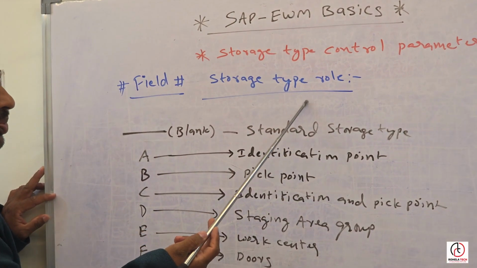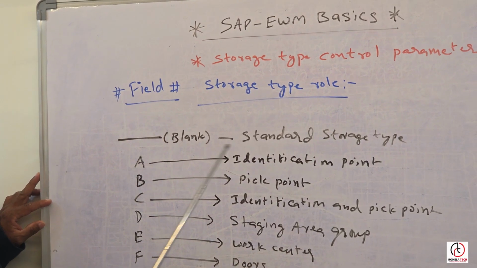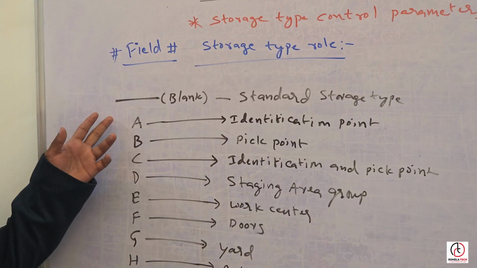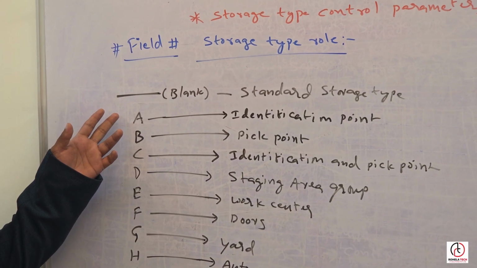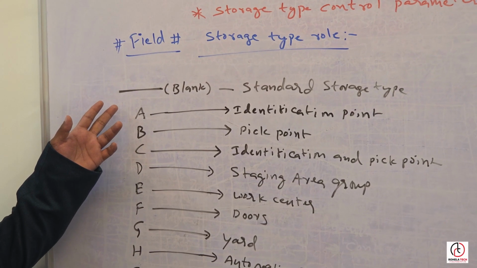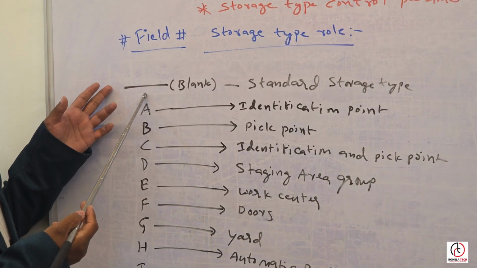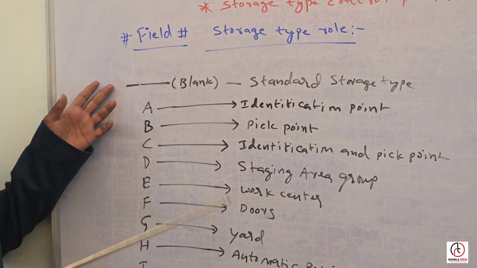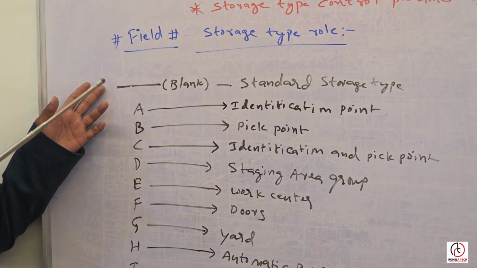The field is storage type role. If you select blank, it means standard storage type. Mostly for the fixed storage type, bulk storage type, open storage type, hierarchy storage type, and pallet storage type, you will have this blank option. Blank means this particular storage type will be used for storing the products in the warehouse.